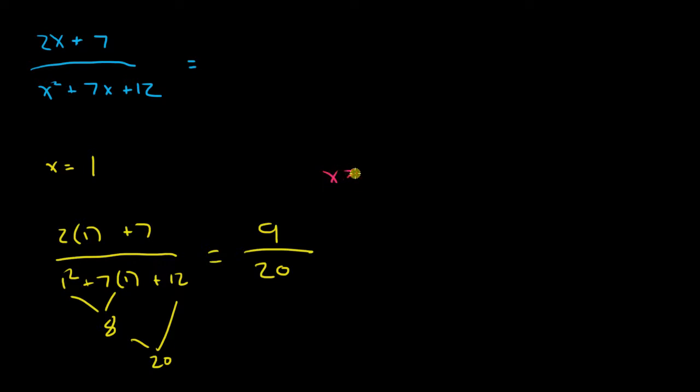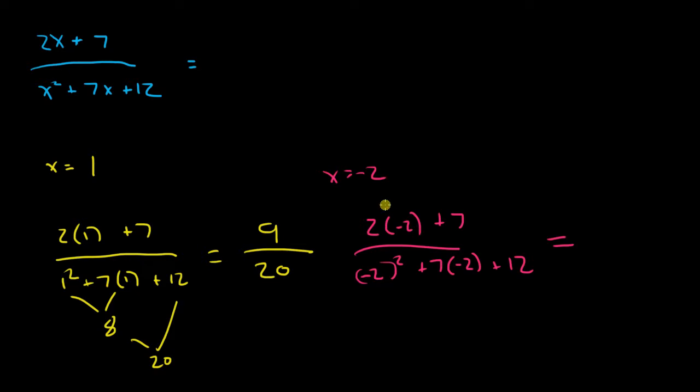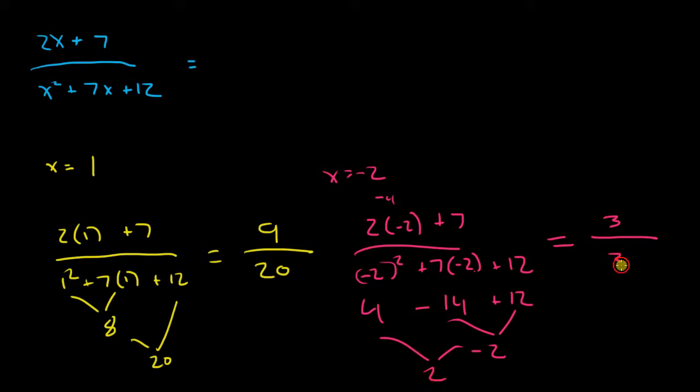Alright, if x were negative 2, then we'd have something like 2 times negative 2 plus 7 over negative 2, note the parentheses, squared, plus 7 times negative 2 plus 12. The numerator, 2 times negative 2 is negative 4. Negative 4 plus 7 is 3. Negative 2 squared is 4. 7 times negative 2 is negative 14 plus 12. These two multiplied together makes negative 2. 4 plus negative 2 is 2. We get 3/2. Cool. Alright, this is pretty uninspiring.